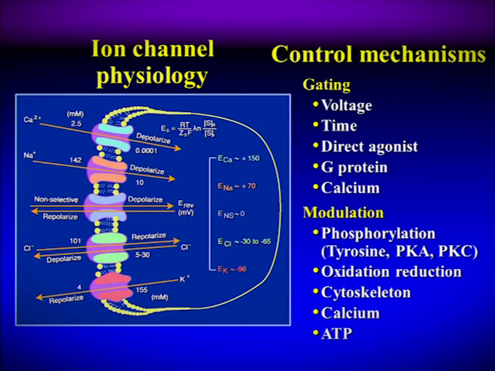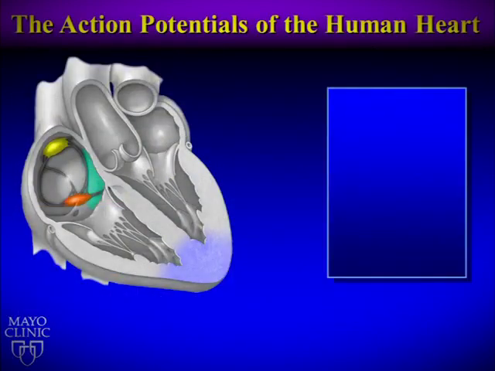Now, these ion channels are controlled by many different things. They're gated. What controls the opening and closing of the channel is affected by voltage, by time. They're modulated by different things. Most ion channels work better when they have been phosphorylated, for example.